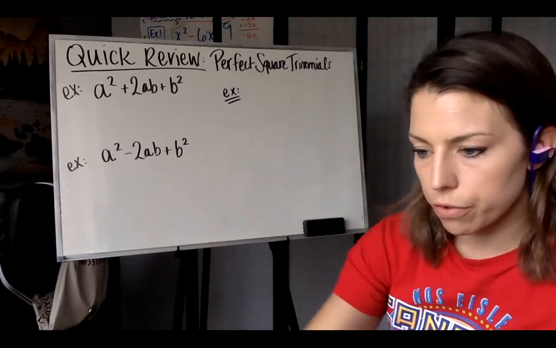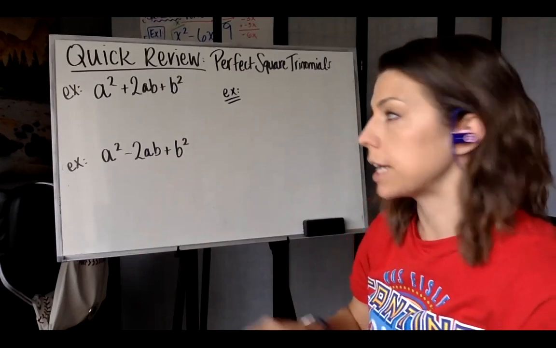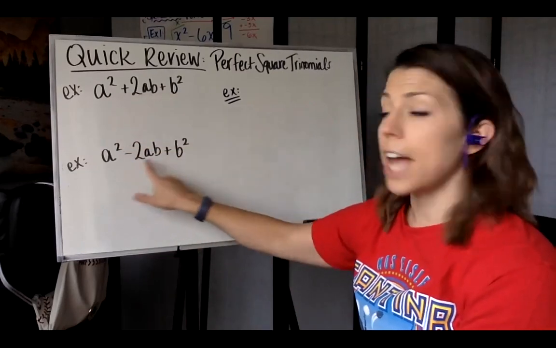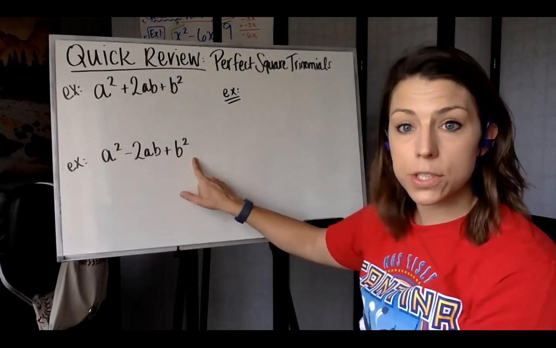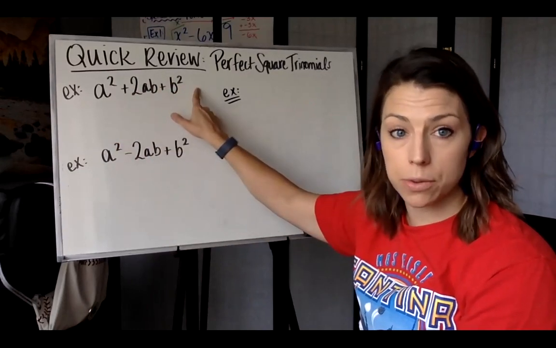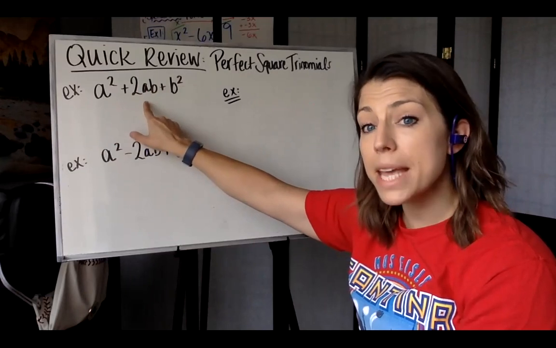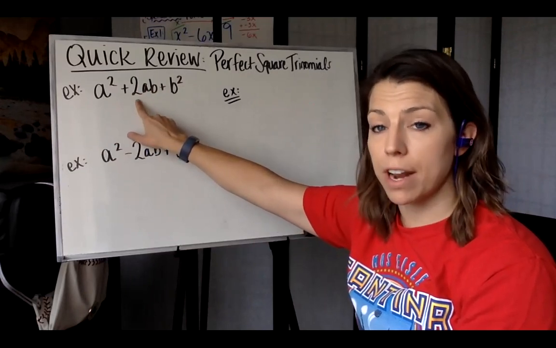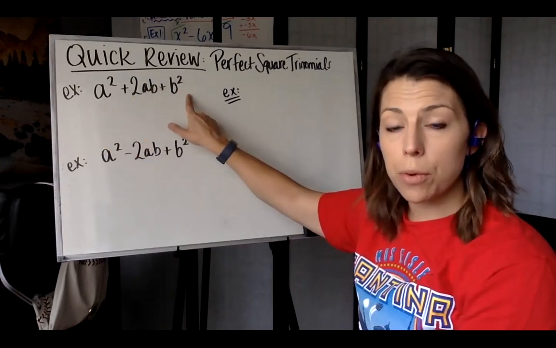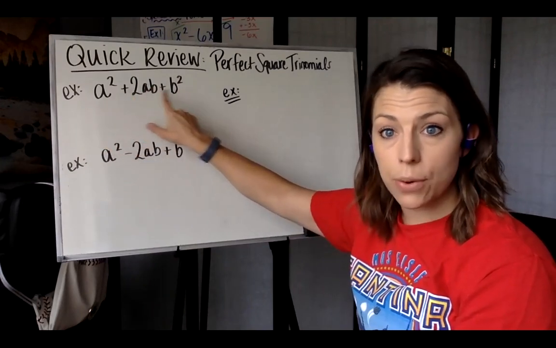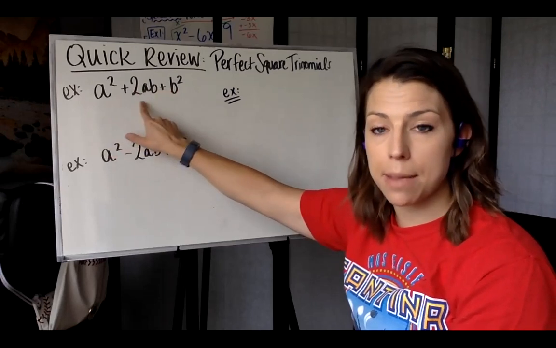So the structure for this is a little bit different. First of all, you'll notice both of these have 3 terms. The first and the last terms are perfect squares. A squared is a perfect square, B squared is a perfect square. The middle term has a 2 in front of it because the square root of A squared is A, the square root of B squared is B. So A times B is AB.